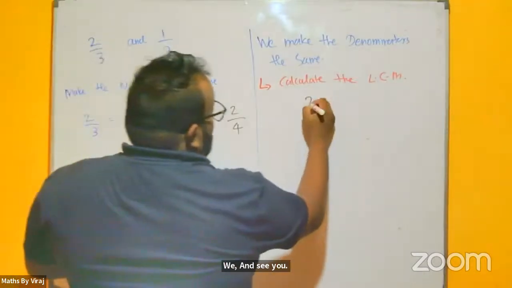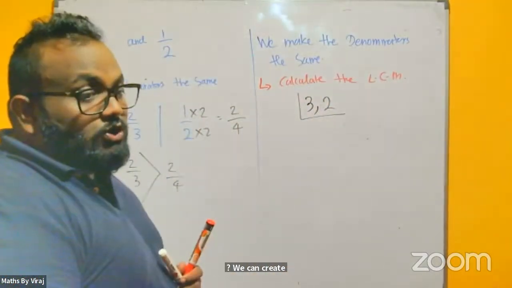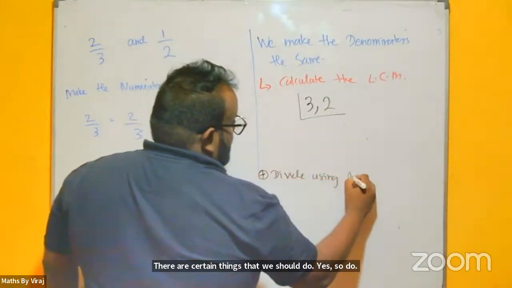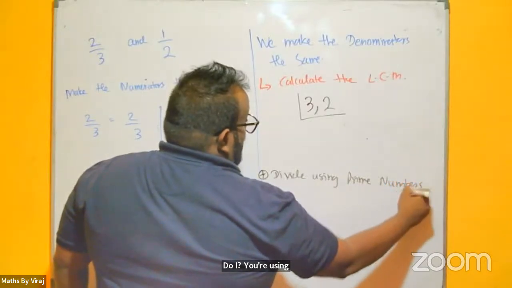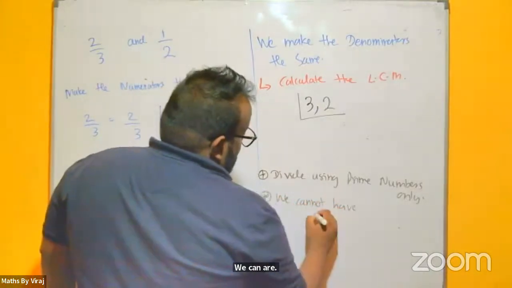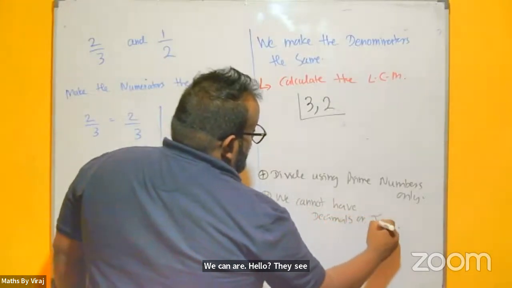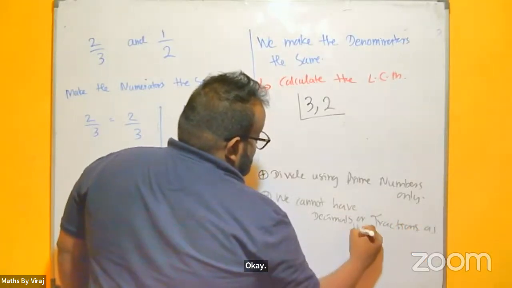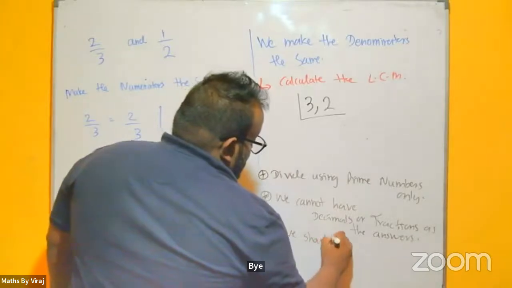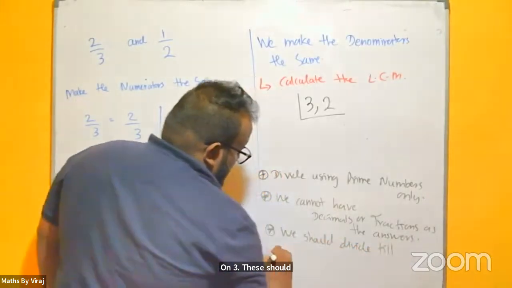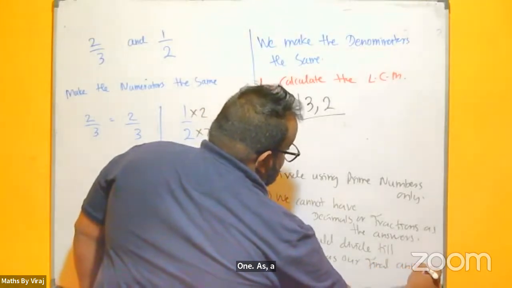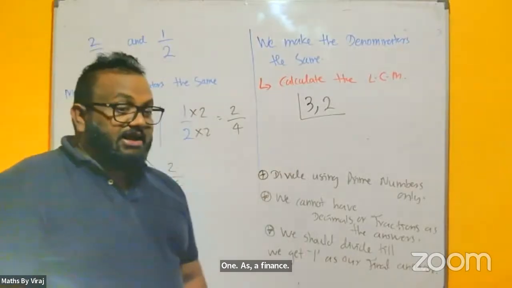What do we do now? We have 3 and 2. There are certain things that we should do. Divide using prime numbers only. Next, we cannot have decimals or fractions as the answers. Part 3, we should divide till we get 1 as our final answer.